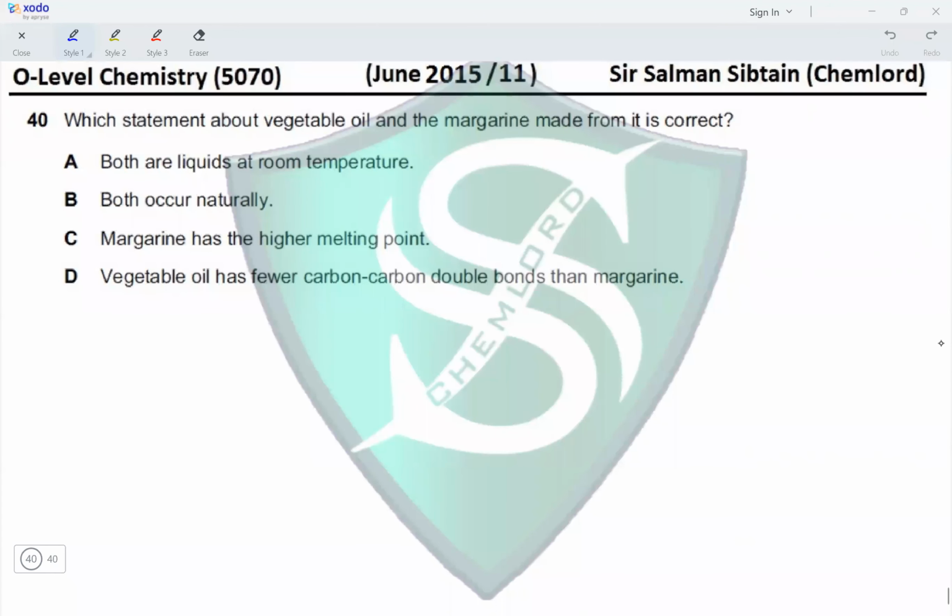Question 40. Which statement about vegetable oil and margarine made from it is correct? Both are liquids at room temperature? No. Margarine is a solid. Both occur naturally? No. Margarine is man-made. Margarine has a higher melting point? Yes, because it has a higher Mr than the vegetable oil it was produced from. Vegetable oils have fewer carbon-carbon double bonds than margarine? No, it has more, because the carbon-carbon double bonds are used up in order to form margarine when hydrogen is added to them. Therefore, the correct option for this question is option C.